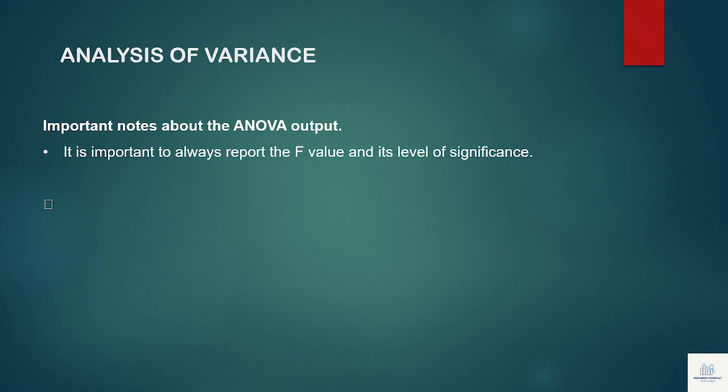An important point about ANOVA is that it is important to always report the F value and its significance value. I think I've mentioned before that whenever we are giving our report, we need to know the industry standard. What do I mean by industry standard? How is it being done, how do they do it in your own field, how is it being reported? Once you know that, then you know the things that you need to be reporting. But the most important values in the ANOVA table are the F value and the significance level.